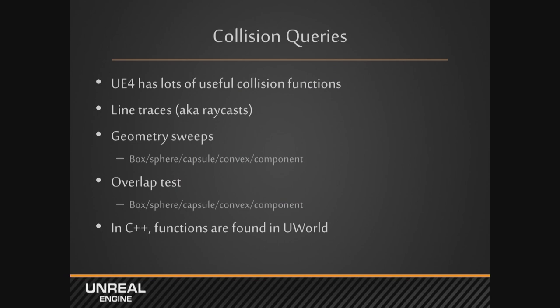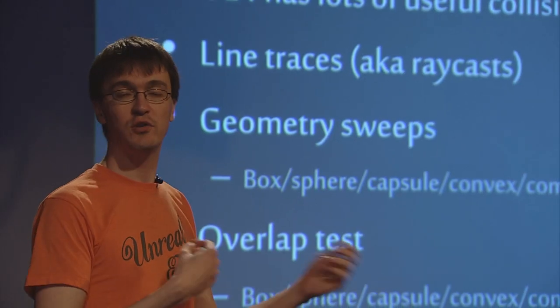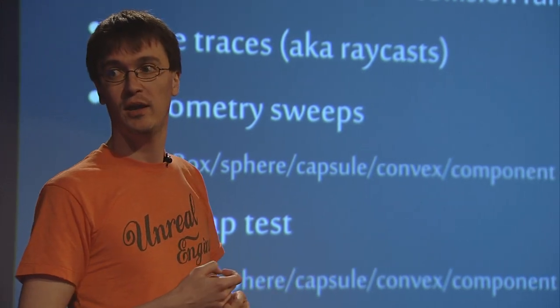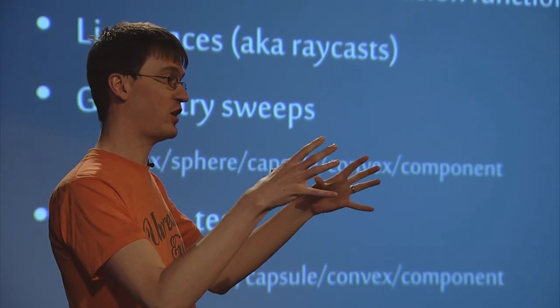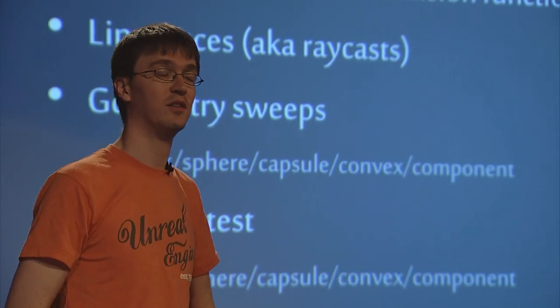So there's three main types of queries you can do. You can do a line trace, also known as a raycast, more commonly. You can sweep some geometry through the world, and you can overlap, you can take a shape and say, hey, inside this sphere, tell me all the objects that are there.